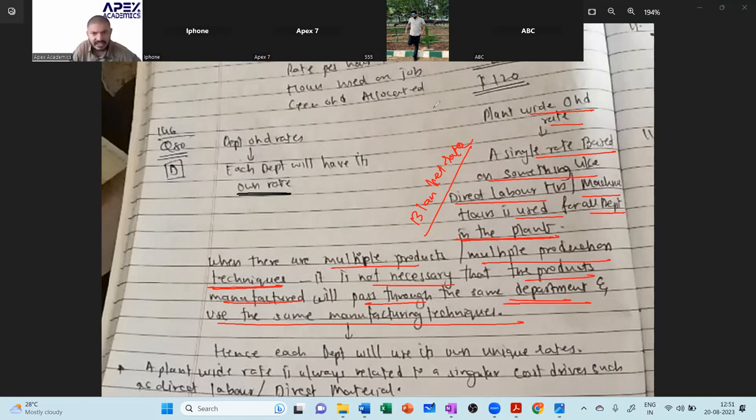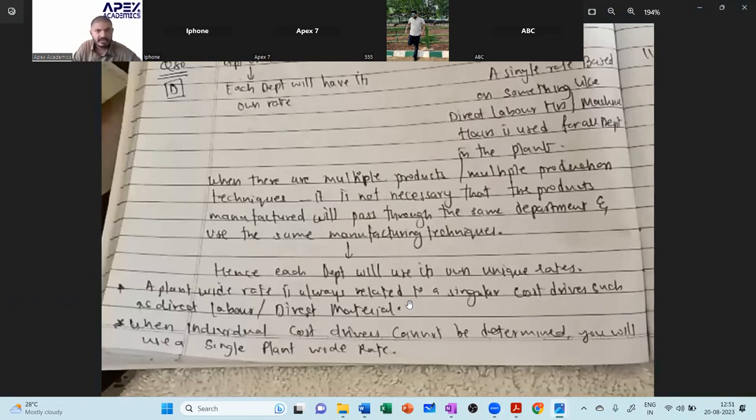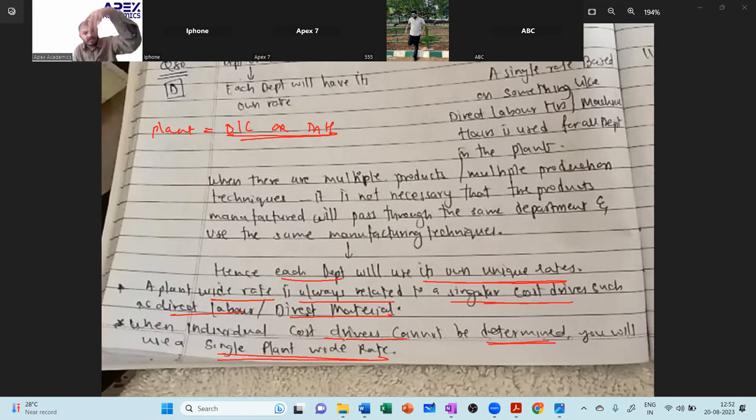Why? There are diverse techniques with respect to manufacturing. So hence, each department will use its own unique rates. A plant-wide rate is always related to a singular cost driver, such as direct labor or direct material. You will say that on the plant, we are apportioning overheads on the basis of direct labor or machine hours. We are not taking anything else into consideration. But when individual cost drivers cannot be determined, you will use a single plant-wide rate. You cannot determine an individual cost driver. Then how will you allocate the rate?